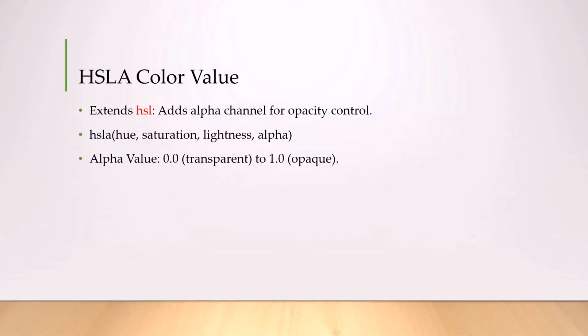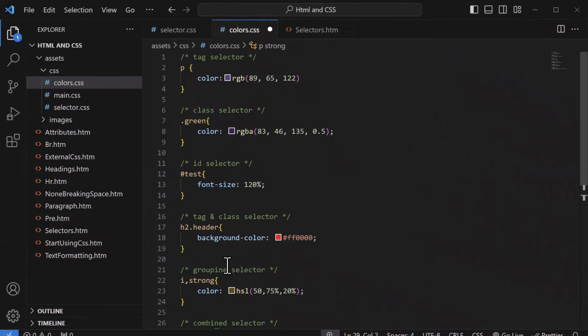HSLA is an extension of HSL function for color. It actually adds alpha channel for opacity control. So we have like this: hue, saturation, lightness, and alpha. The alpha value can be between 0 means transparent, you can see everything behind it, to opaque with the value 1.